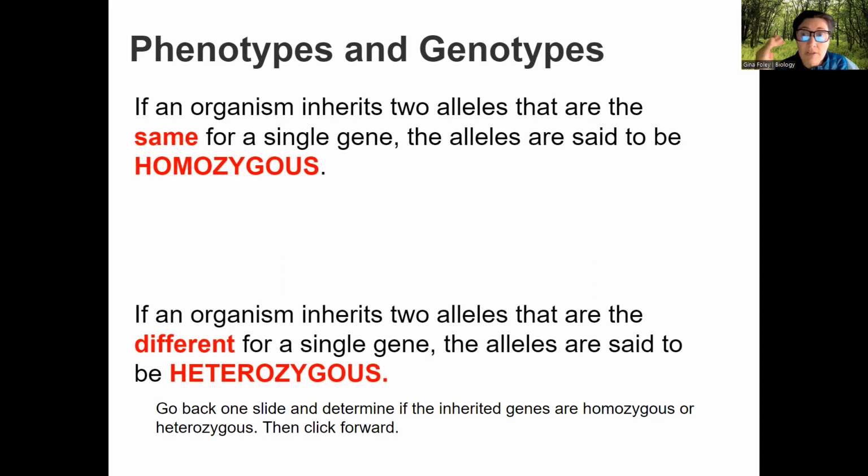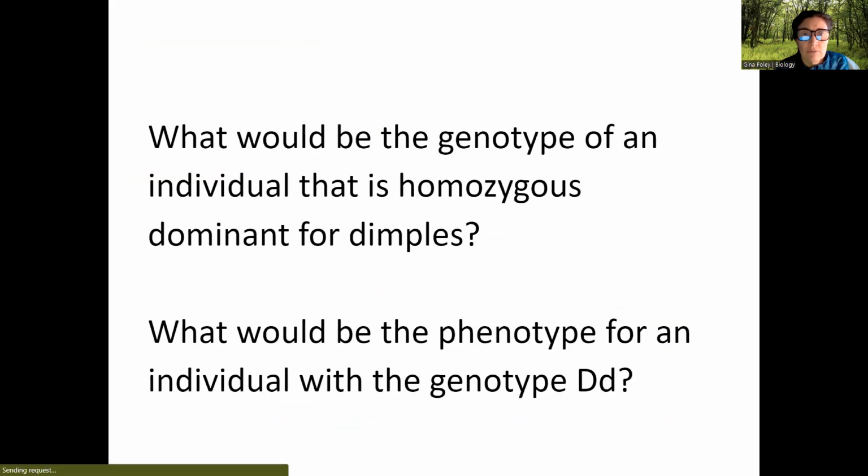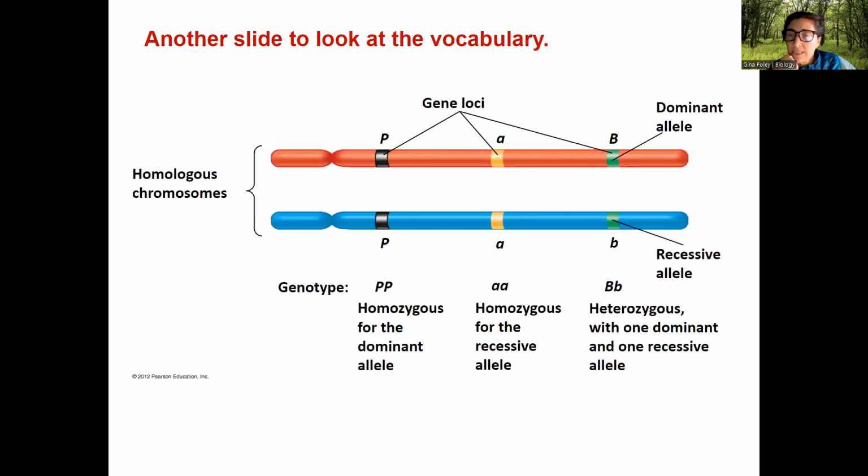If you inherit two different alleles, the egg gave you one version and the sperm gave you another, then that is said to be heterozygous. Okay, so let's go to this image. Here we can see a set of homologous chromosomes that were inherited at conception. You can see that in this example, for this loci here, this individual is homozygous because they inherited a big P and a big P. So they are homozygous for the dominant allele. We would call this homozygous dominant.